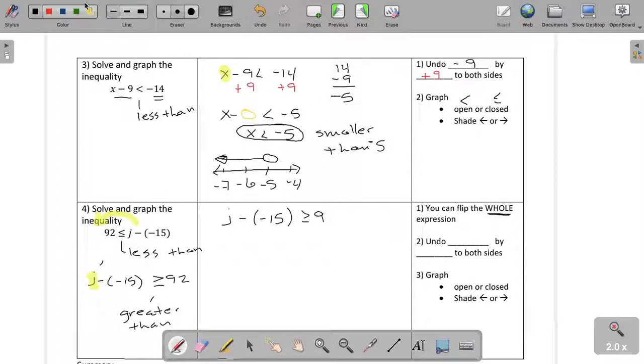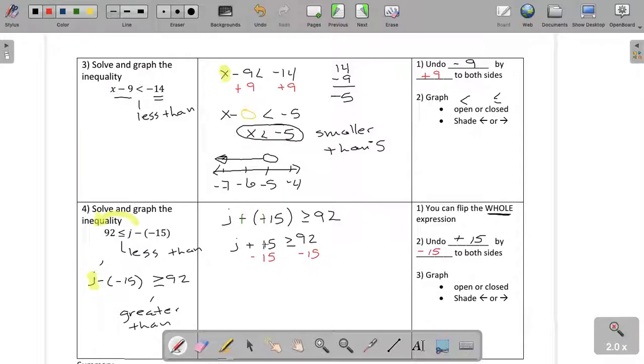Now the first thing that I'm going to do on this problem is we're going to change this minus negative 15 to add the opposite. Okay, so what we really have here is j plus 15 bigger than or equal to a 92. And I wrote a 9 here, but I meant to write a 92. Okay, so we're going to undo plus 15, and you undo plus 15 by minusing 15 from both sides. So I'm going to subtract 15. I'm going to subtract 15.